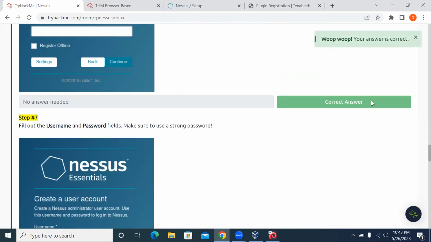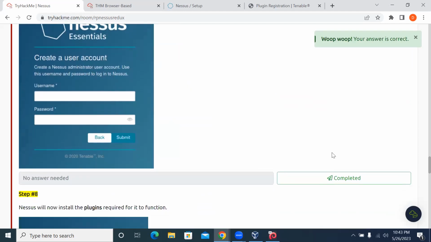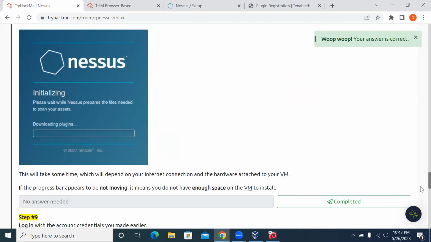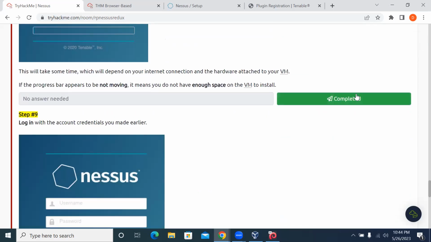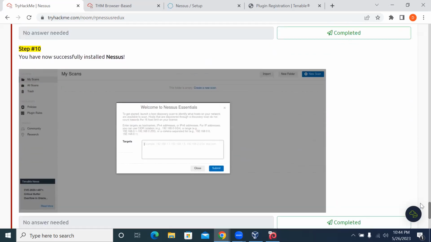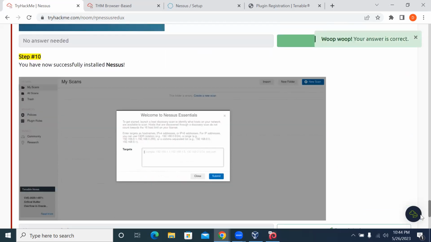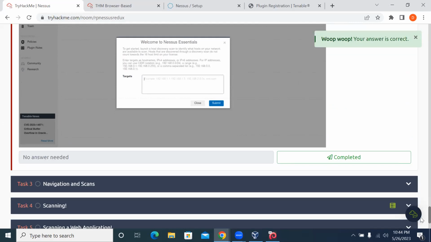Then fill out the username and password fields, just like I did. If you create new ones, then that's your username and password. Nessus will now install the plugins as required. So you go ahead and install the plugins as required. Then it will prompt you to log in with that username and password you created, right? So when you log in, you now have the Nessus interface, just like we have here. So just follow through and complete this, download it and install it.